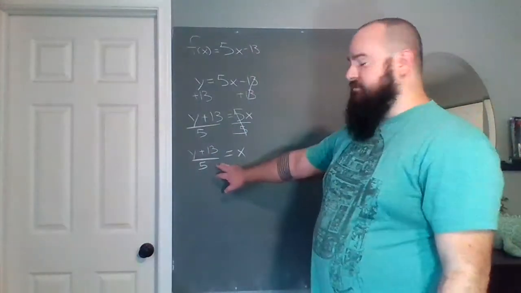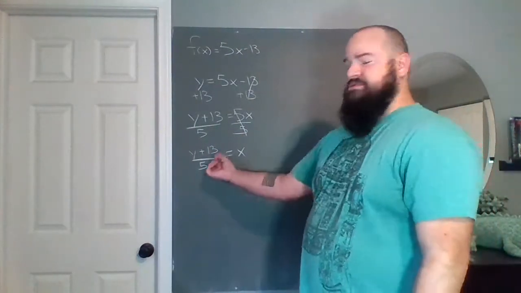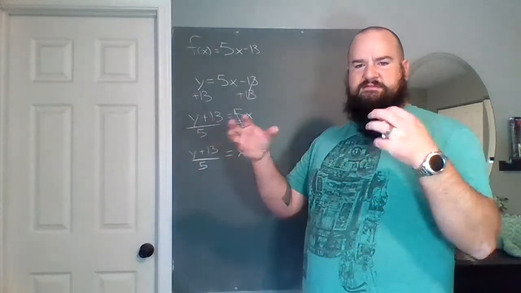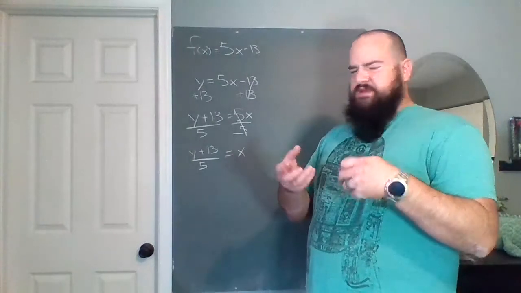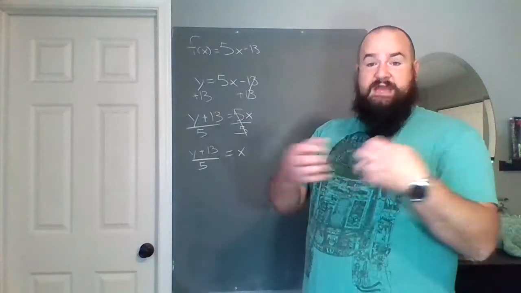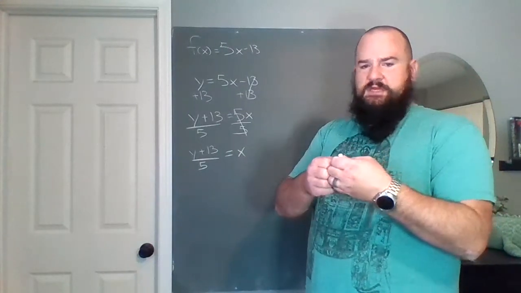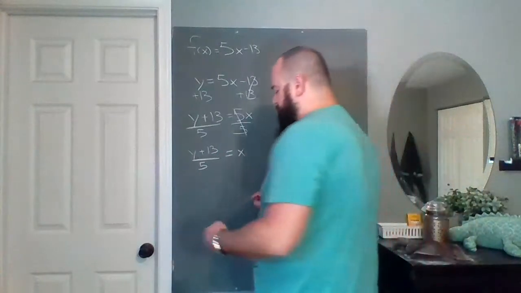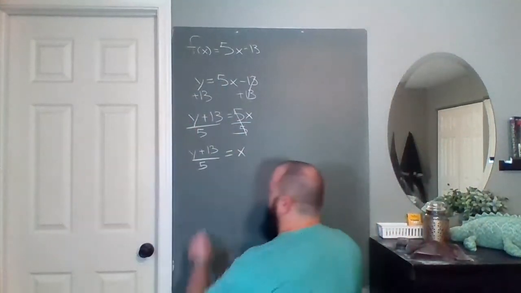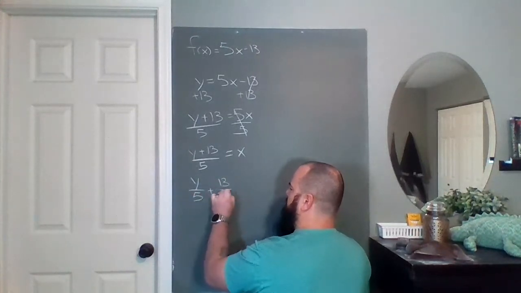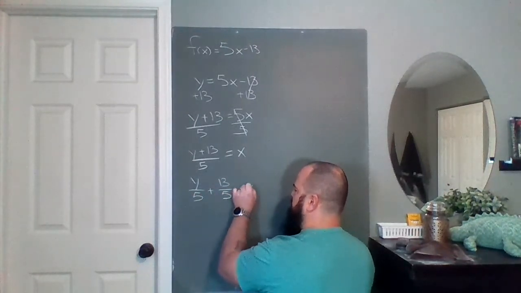Now, this is a perfectly sufficient answer. You can also split this fraction. If you are remembering how to add fractions, we had to get the common denominator. So if I had, say, 3/5 and 4/5, we'd add those together and get 7/5. We can split this, and what we end up with is y over 5 plus 13 over 5.